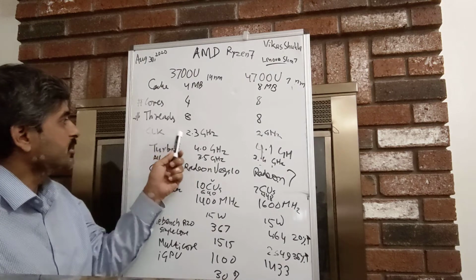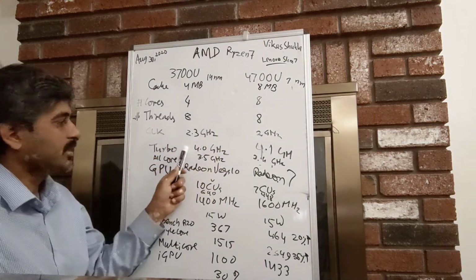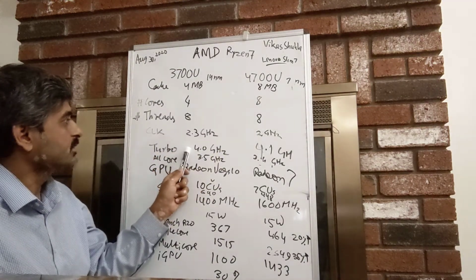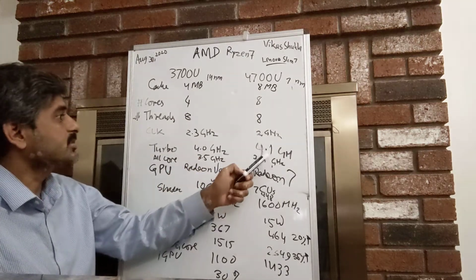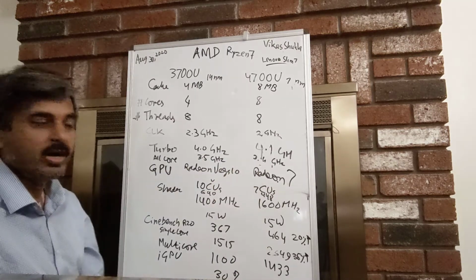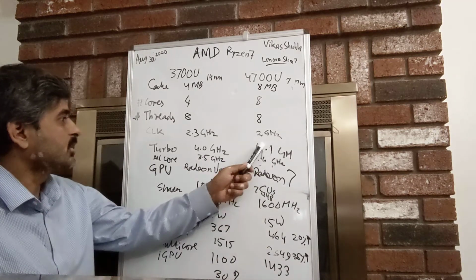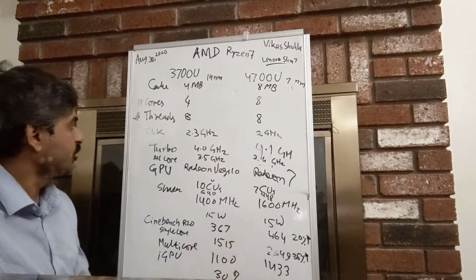In addition to the base clock, if you look at the single core CPU frequency, it can bump up to 4 gigahertz versus 4.1 gigahertz. This increased single core turbo frequency is what gives its single core performance improvement.